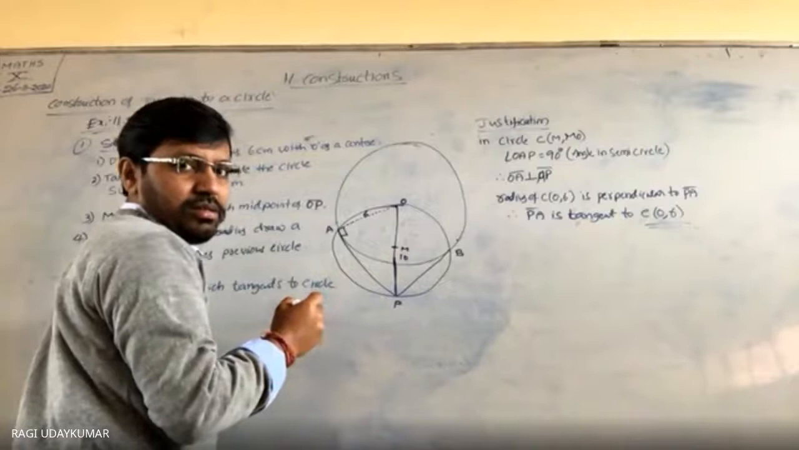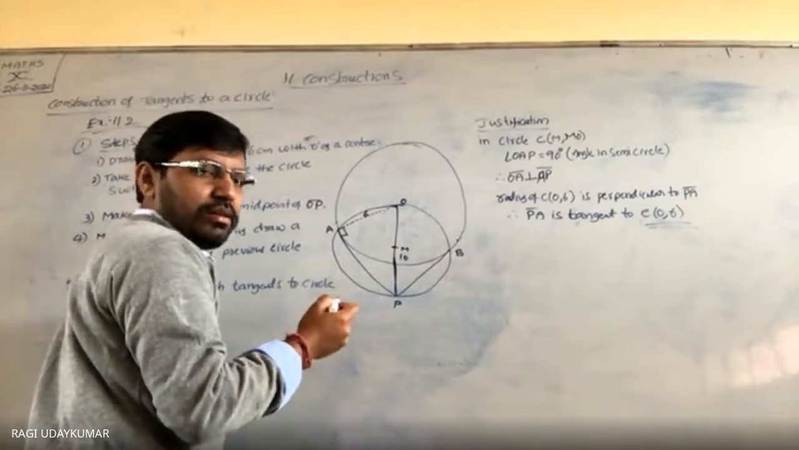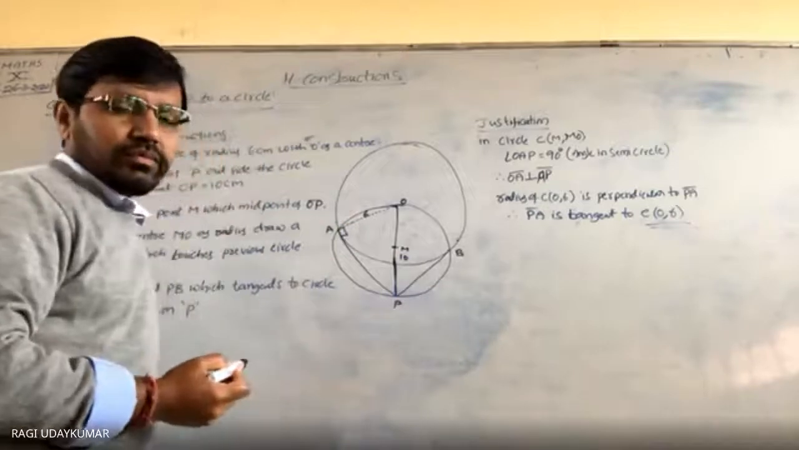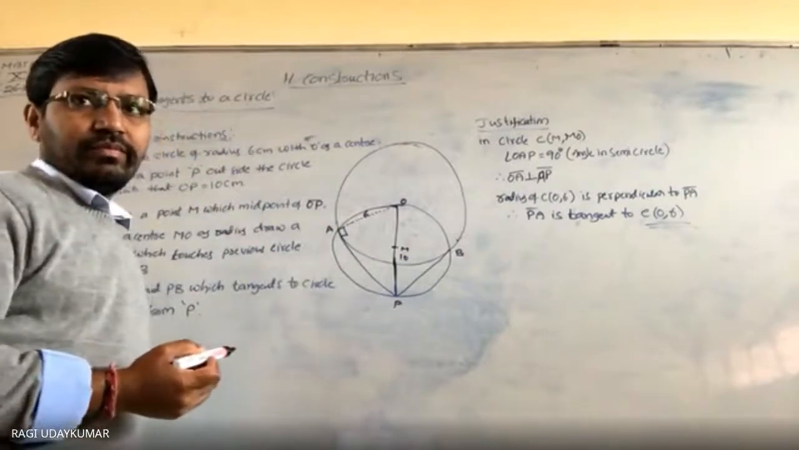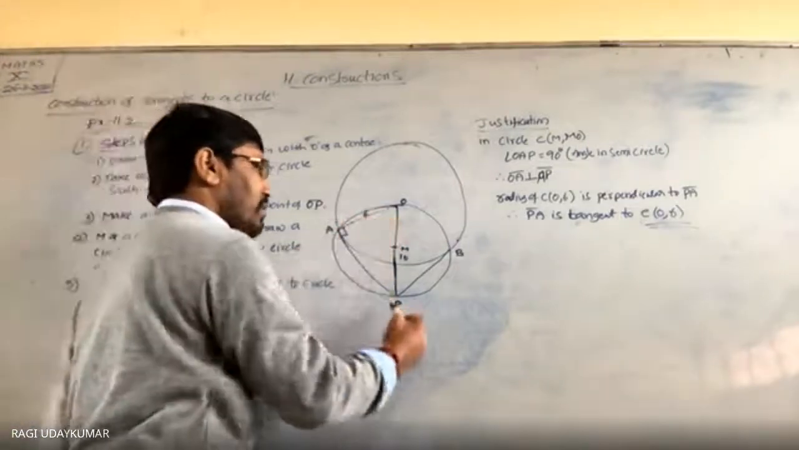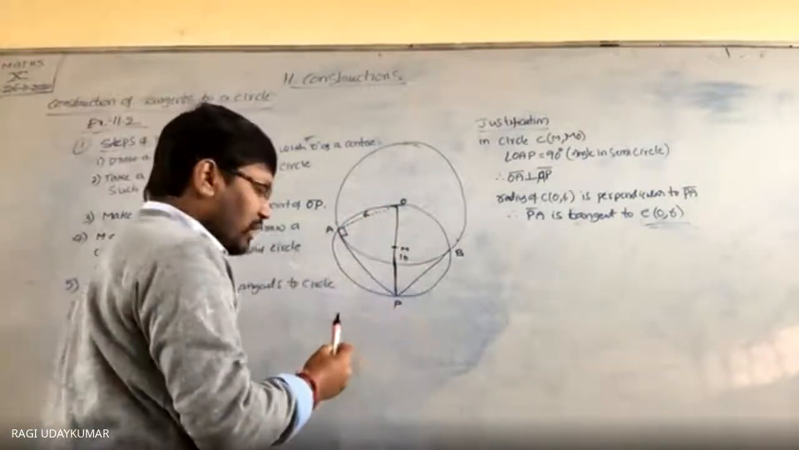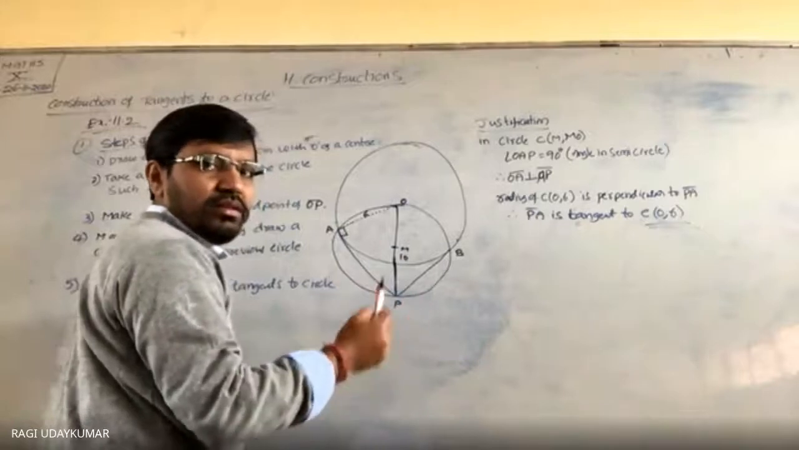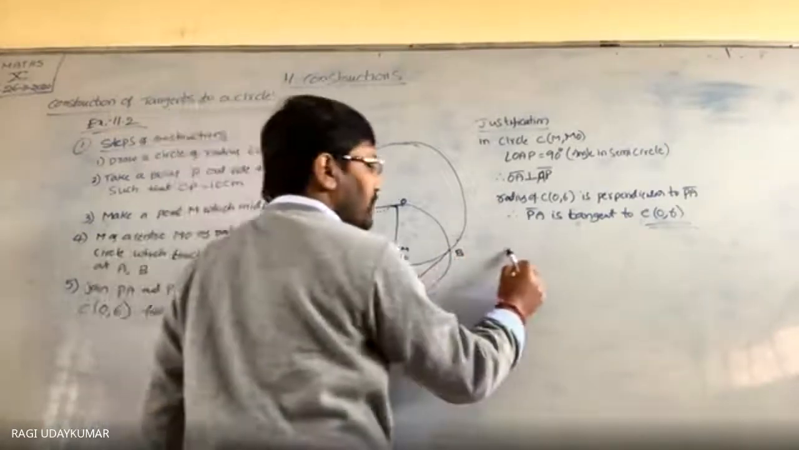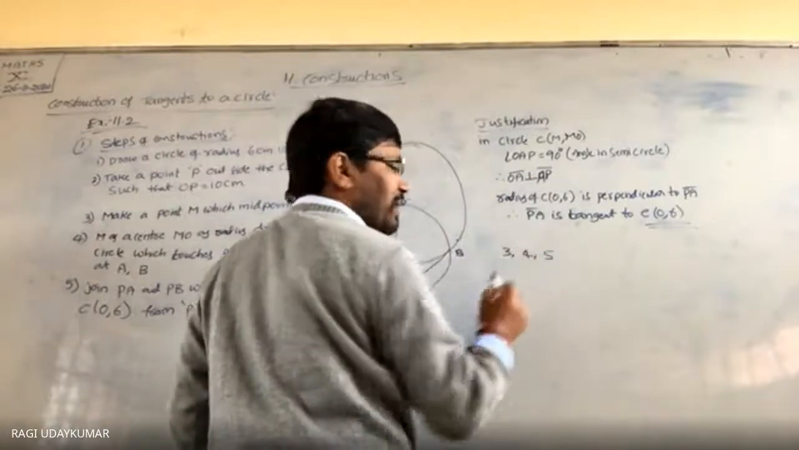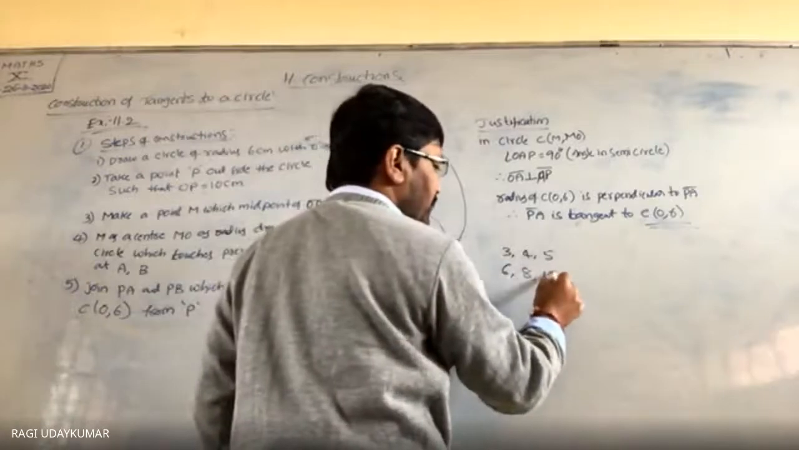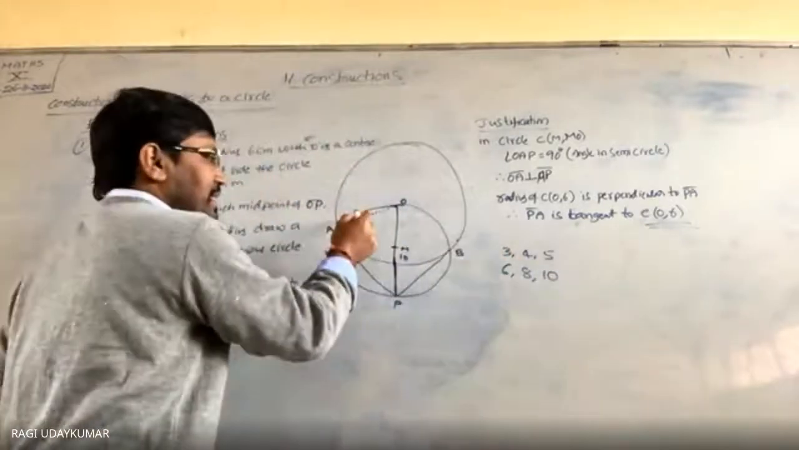Isn't it? So can anyone say what can be the length of this one? What can be the length of 6? Hypotenuse 10. What are the Pythagorean triplets? 3, 4, 5 is a Pythagorean triplet. 6, 8, 10 is a Pythagorean triplet.